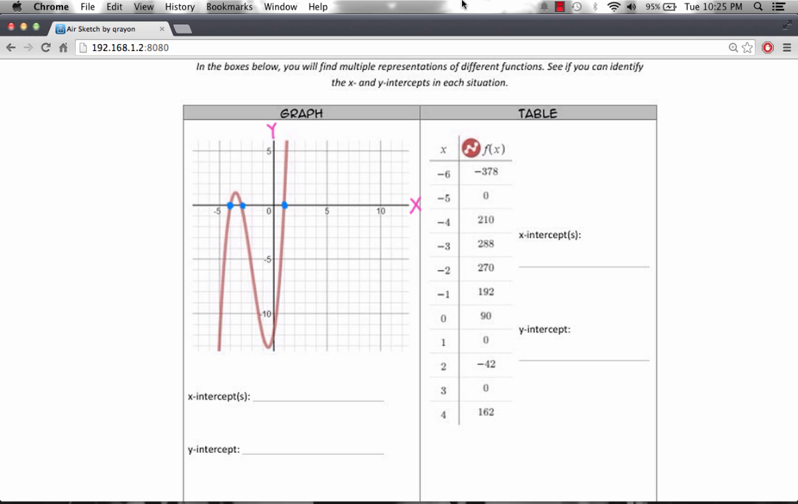Now the x-intercepts we're writing as coordinates, so the three coordinates that we have are -4, 0. We also have -3, 0. And lastly, we have 1, 0. Now for the y-intercept, we're looking for where your graph crosses the y-axis. And we have a point right here. The coordinate 0, -12.